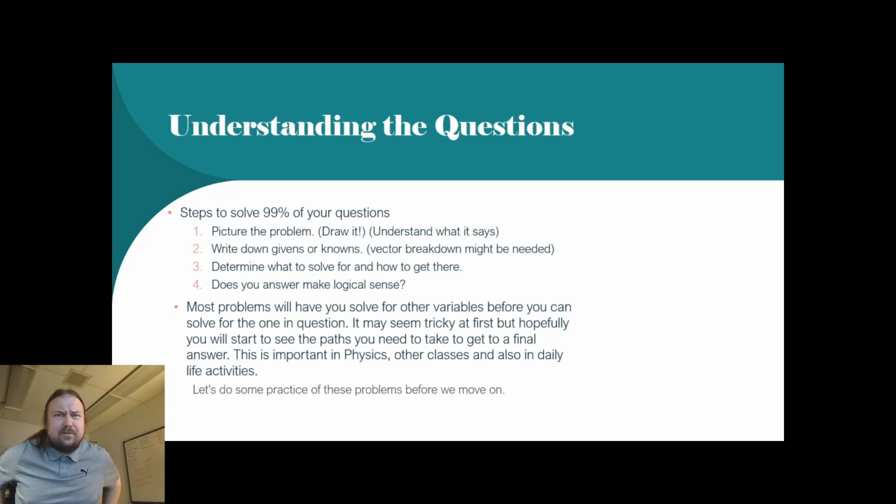And this is important in physics. It's important in all your other classes. It's important in your daily life activities. You do it all the time subconsciously. You know, you need to eat. You need food. Food costs money. Money means you need to do work. You know, all of these things are variables to solve a problem that take multiple steps.